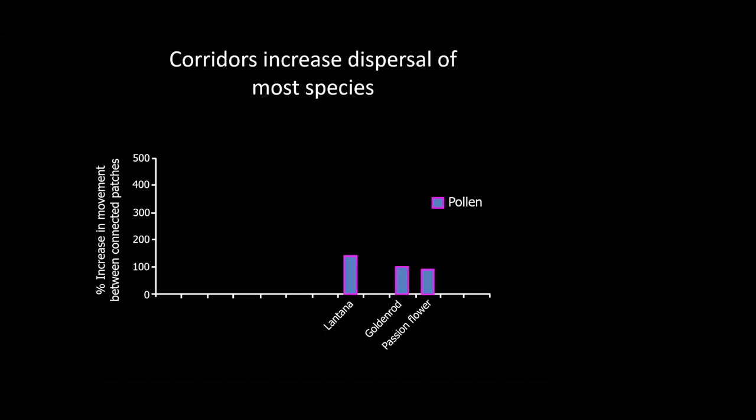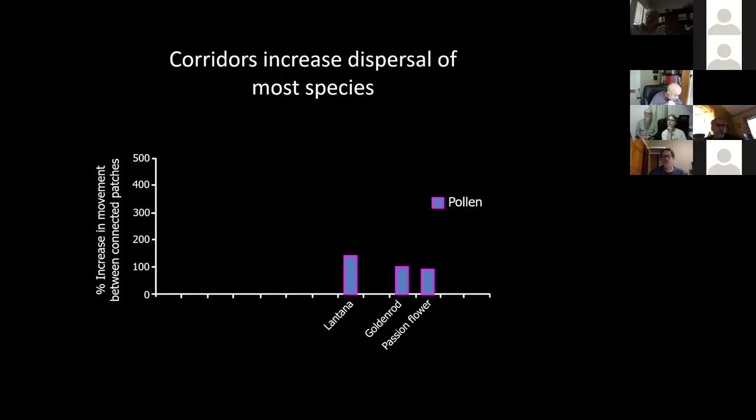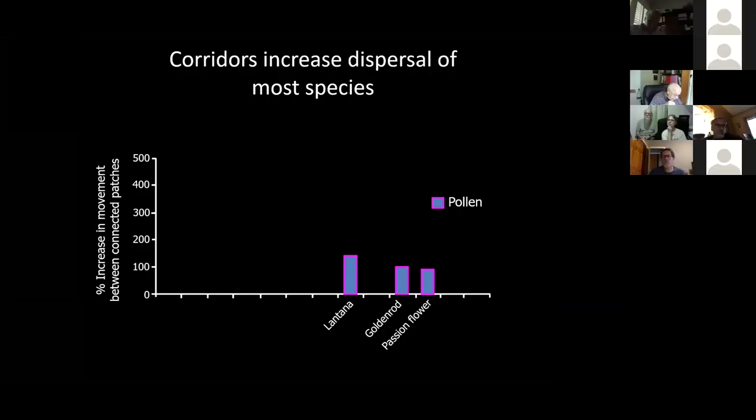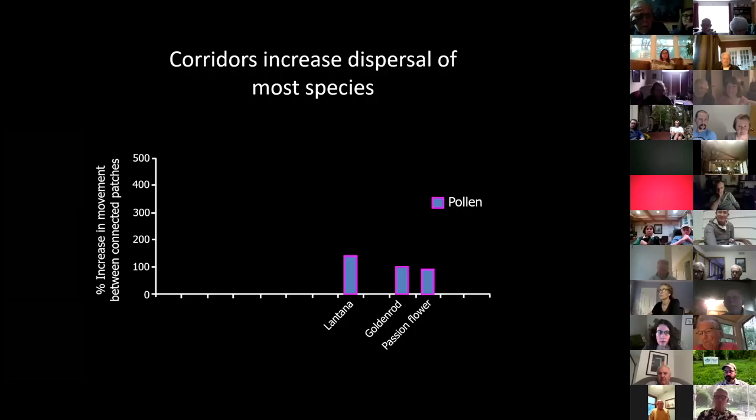And so we can look at a graph summarizing some of these results. What this is showing is the percentage increase in movement between patches comparing connected to unconnected fragments. So the way to interpret this is if the bars go above zero, then the rates of movement are greater between corridor connected patches. Corridors are increasing movement. And if the bar goes below zero, then movement would for some reason be impeded by corridors.